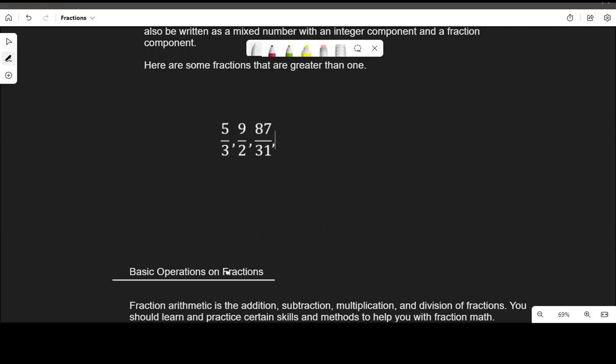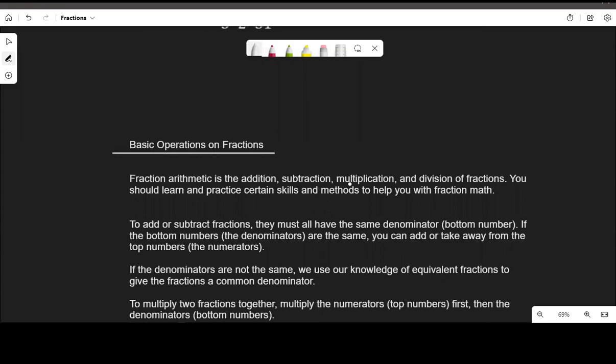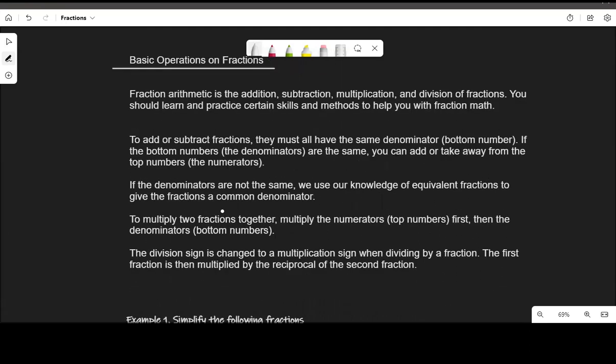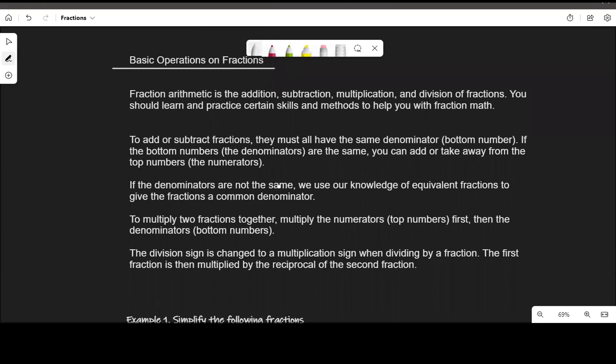So now let's move on to basic operations on fractions. Fraction arithmetic is the addition, subtraction, multiplication, and division of fractions. Here we are going to learn skills and methods that will help us do those operations. So what are the steps involved? To add or subtract fractions, they must have the same denominator, that is, the bottom numbers must be the same. If the bottom numbers are the same, you can add and subtract fractions.